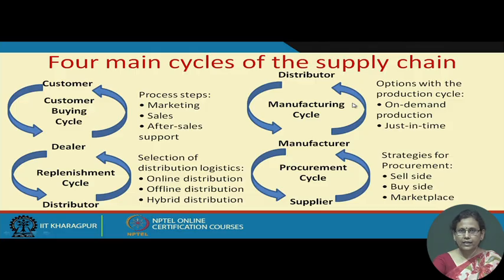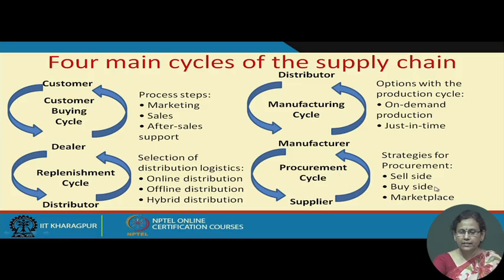Next is your manufacturing cycle, if at all you are a manufacturer. Suppose you are an online retailer, probably you will be placing certain orders to the actual manufacturer. So, from the distributor it goes to the manufacturer, and from the manufacturer back to the distributor. This is called the manufacturing cycle. Here you can have online production, or you can have just in time production in your e-commerce environment. Then is your procurement cycle.